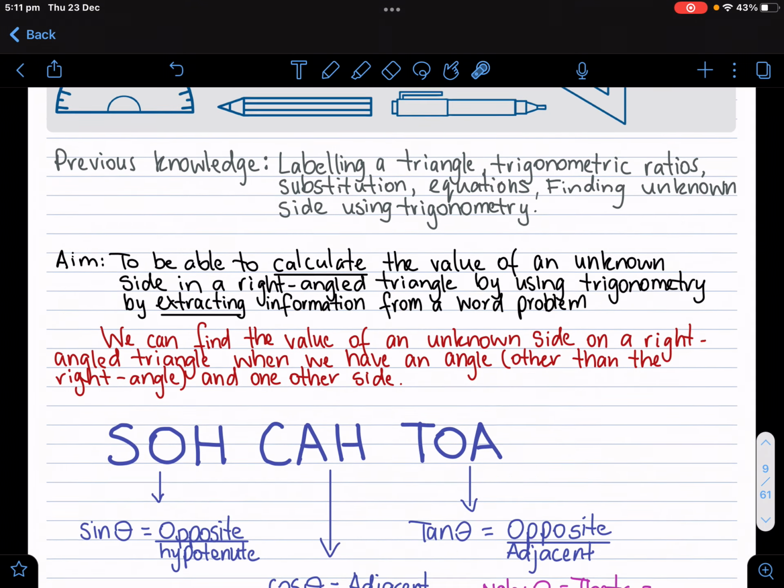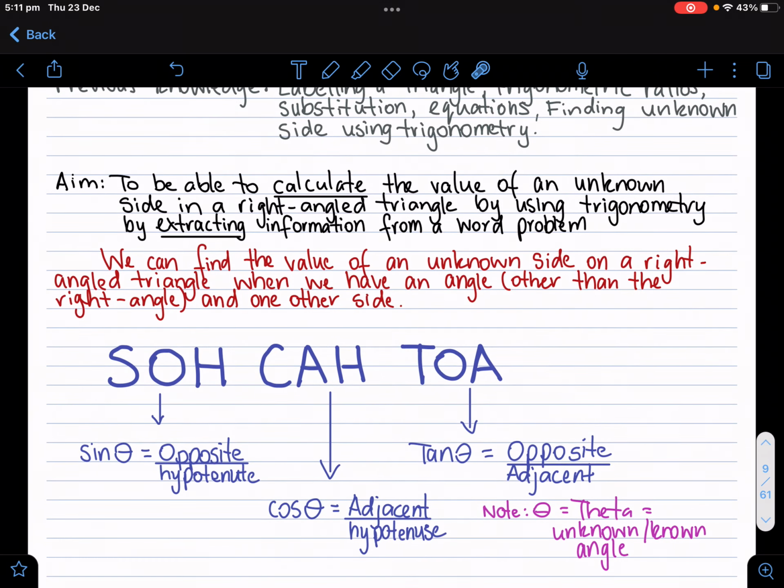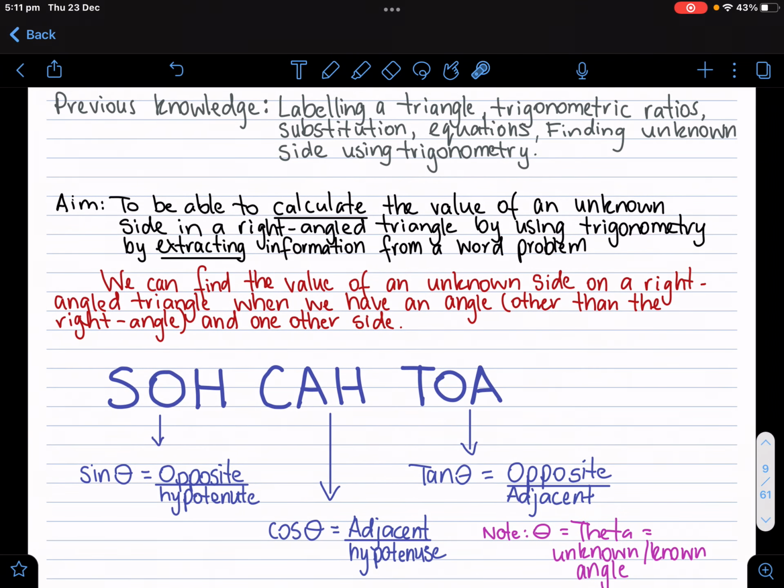So the aim of this video is to be able to calculate the value of an unknown side in a right angle triangle by using trigonometry by first extracting information from a word problem. That is our learning intention for today. Now, we know we can find the value of an unknown side on a right angle triangle when we have at least one angle and one other side. And we use our trig ratios, SOH CAH TOA, in order to do that.